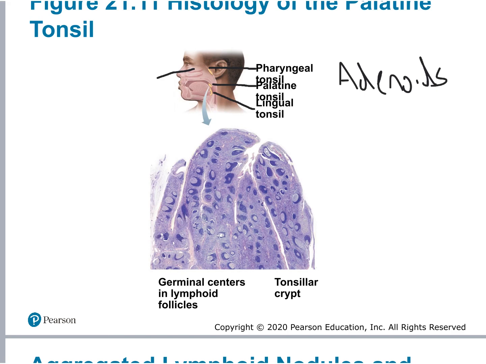Now you can remove the pharyngeal tonsils, and you can remove the palatine tonsils during a tonsillectomy. The palatine tonsils are the ones that are most commonly removed. The pharyngeal tonsils, the adenoids, can be removed as well. The lingual tonsils cannot be removed without removing part of the tongue at least.